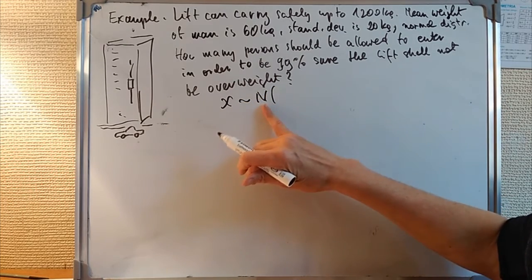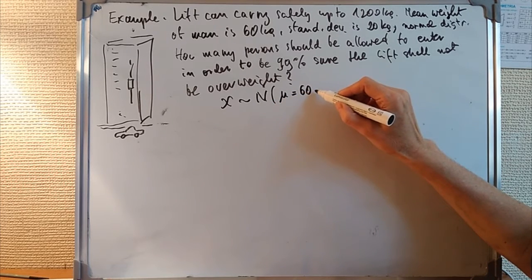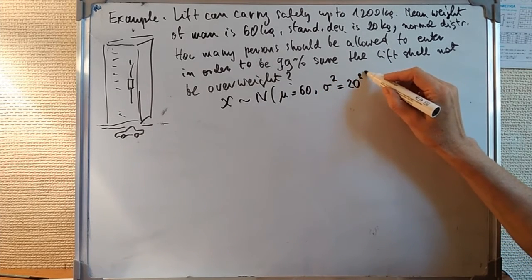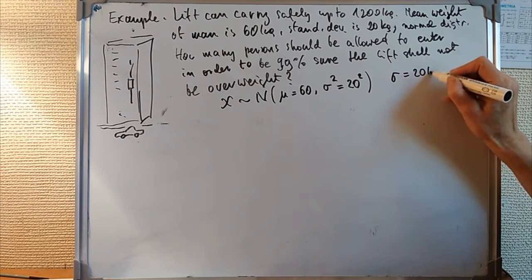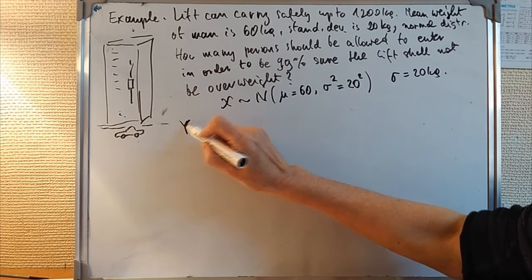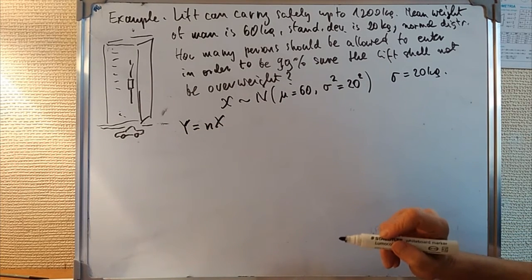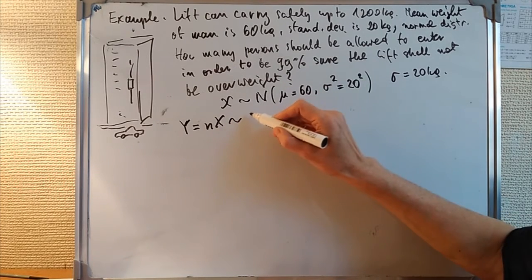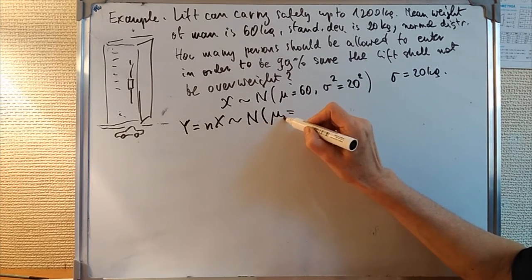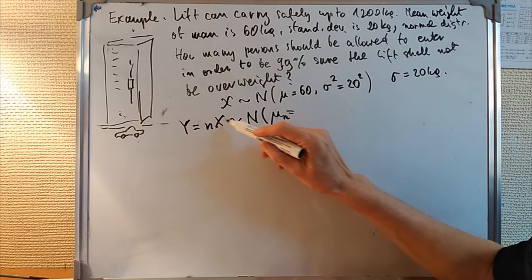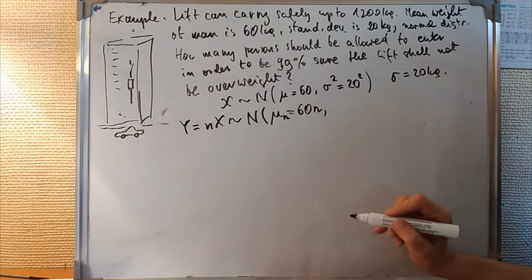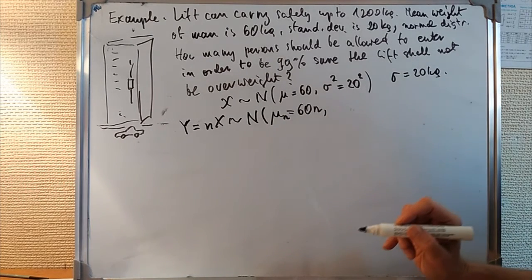A man's weight has normal distribution with mean equals 60 kilograms and standard deviation is 20, so variance is 20 squared. So standard deviation is 20 kilograms. Okay, now n people enter. So what is the new random variable? Y is just nX. N people are entering the lift. What's the distribution? It is again normal by previous theorems. And mu, let's say with subscript n, how many do we expect? n times 60, so we have 60n. If one person gives more or less 60, then n people will give 60n.